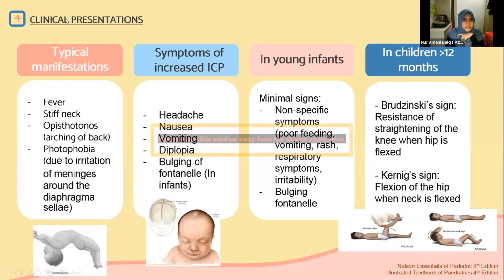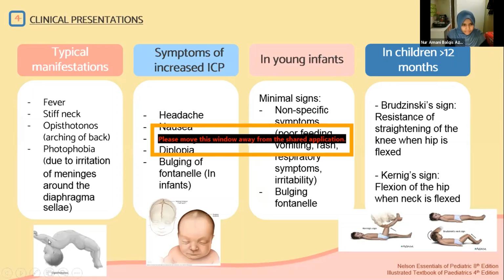Next is clinical presentation. Among the typical manifestations in meningitis, first is fever. Fever is because the body tries to increase the body temperature to make it less optimal for pathogens to survive. The next one is stiff neck. Why stiff neck? Because the meninges cover the brain and spinal cord, so it goes through the neck and all the way to the back. So when a patient with meningitis tries to move their neck, it feels a bit painful, okay, pain, stiff neck.